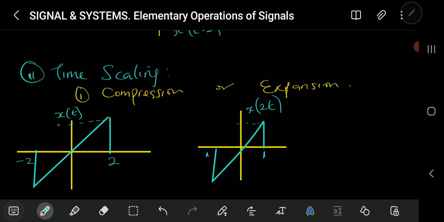So I didn't indicate that here. If the amplitude here is maybe 4, the amplitude will not be affected. It will still remain the same. Exactly. So what will just change is our t here. So this is for compression.